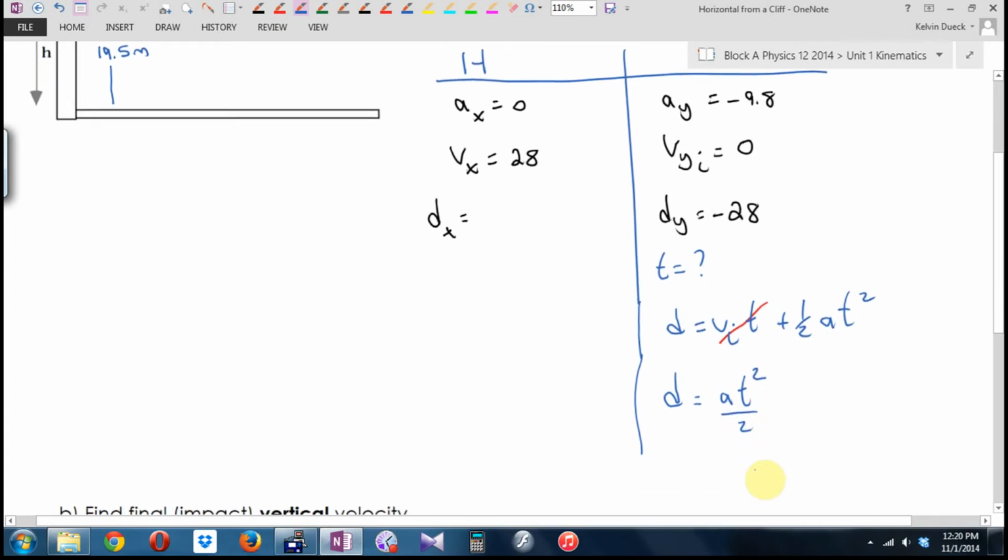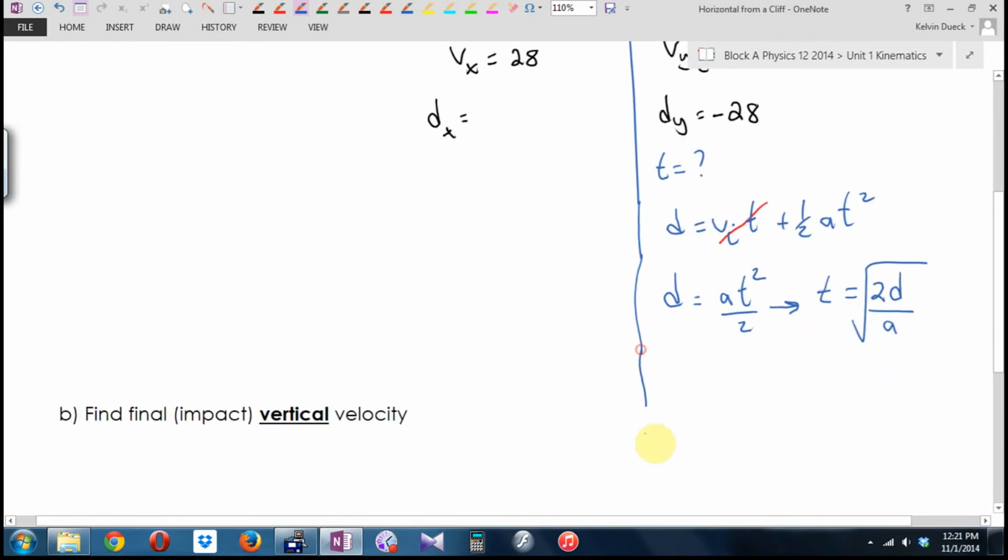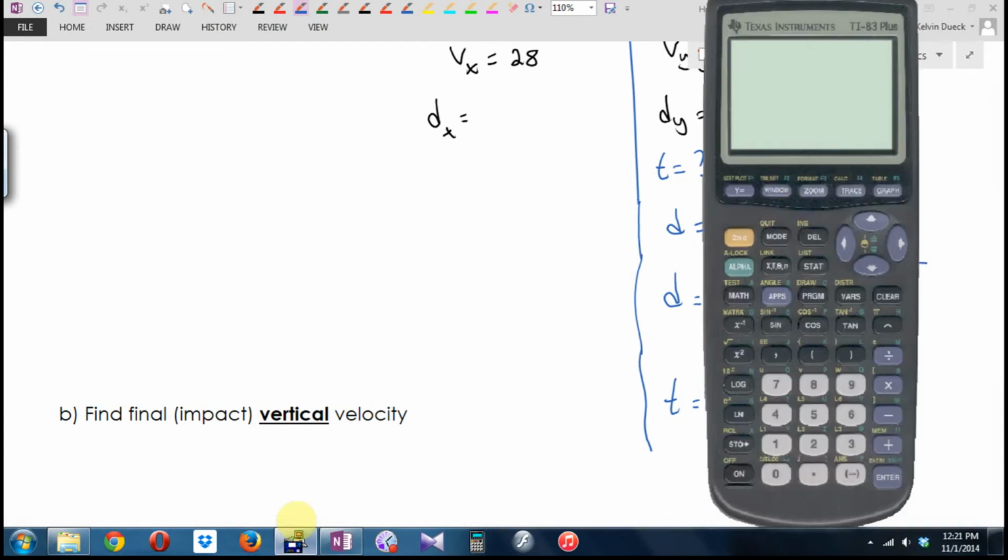And I'm trying to get the t by itself. I can do that. t is going to be the square root of 2 times d divided by a. You could use the quadratic formula on this, but it's a waste of time if you can get the t by itself. Yes, this is a quadratic, but it's a nice quadratic. The time of flight is going to be the square root of 2 times negative 19.5 divided by negative 9.8.